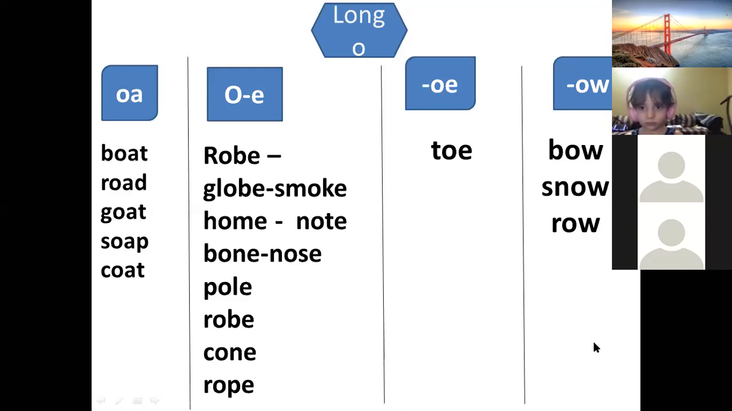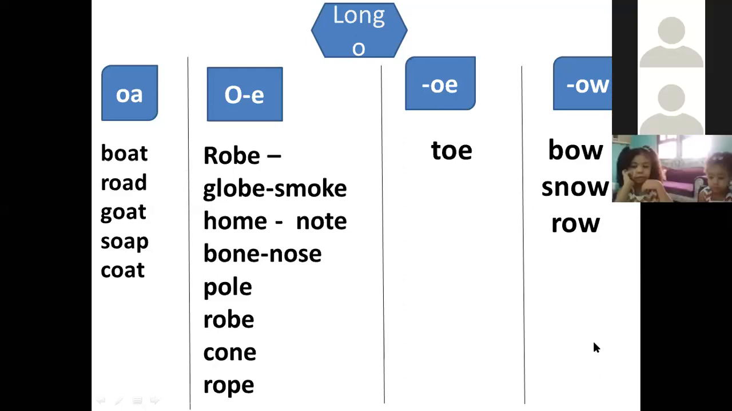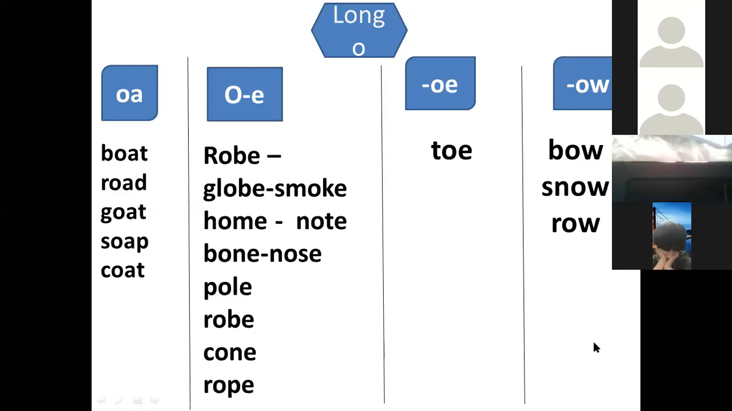Lama? Okay, Lama, now can you see? You can unmute yourself, Lama. Okay. So now I need Muhammad. Muhammad Sadiq. Muhammad, can you read with me?